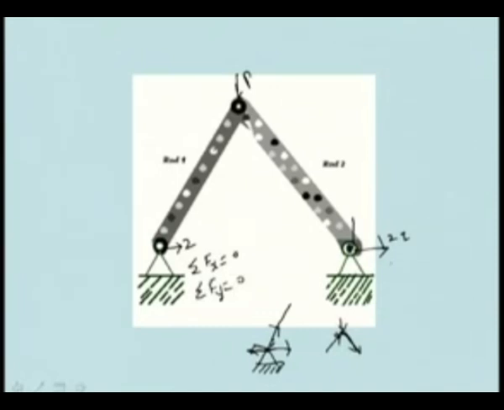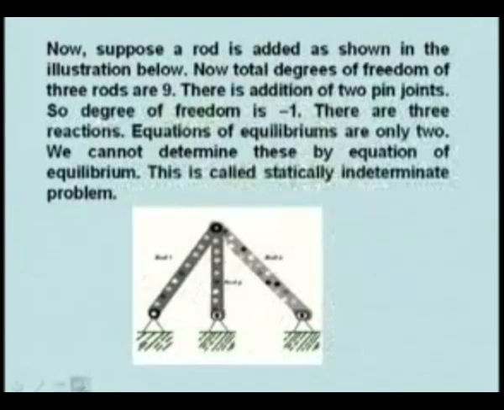Similarly here, sigma Fx equal to 0, sigma Fy equal to 0, and this is at this point. Here also you can find sigma Fx equal to 0, sigma Fy equal to 0. So there are basically 6 equations, and how many unknowns? Two reactions, x component and y component, at this one another x component and y component, and at the same time this force itself and the force on this. So 6 unknowns, 6 equations. That means you can solve this problem.